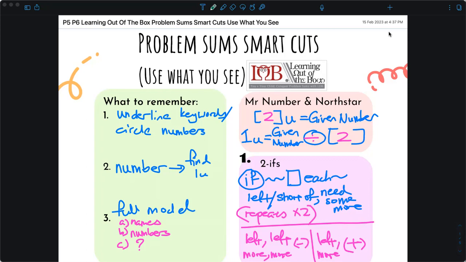Okay, so when you see a number, do not freak out. When you have more numbers, the better it is, because the numbers are able to help you to understand as well as to solve the questions. So generally, the number is for you to find one unit.